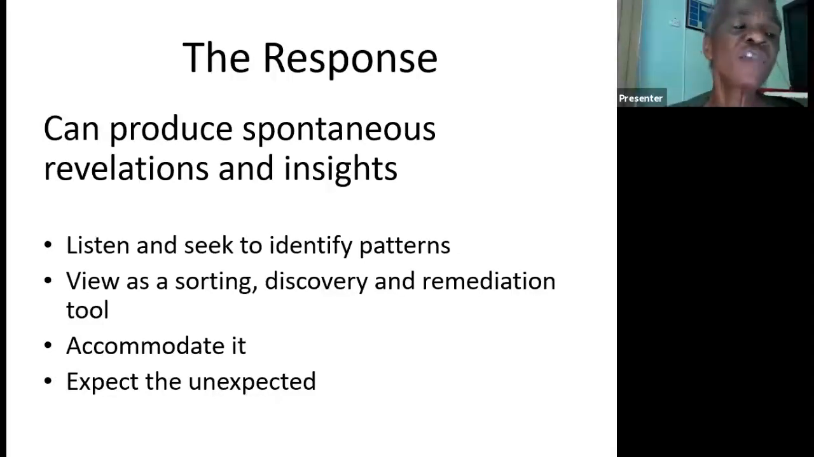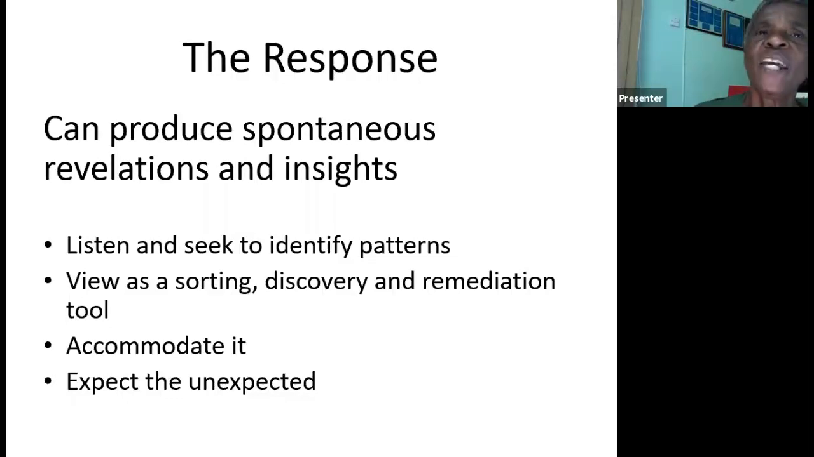So one of the things we have to do when we hear all these different stories, listen to every piece of the story. Everything takes it to a different era and coming up with a different message. But we need to listen and seek to identify the patterns being shared. We can see it as a sorting, discovery, and remediation tool. They're going back at things and putting meaning to it and sharing it for you to understand. So you discover, they are sharing, and you are discovering it. So we need to accommodate it.